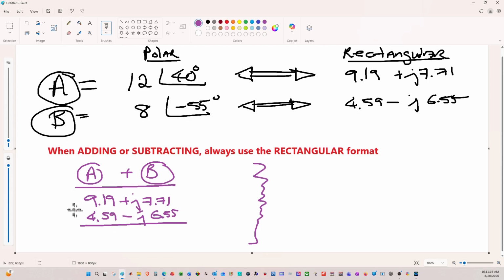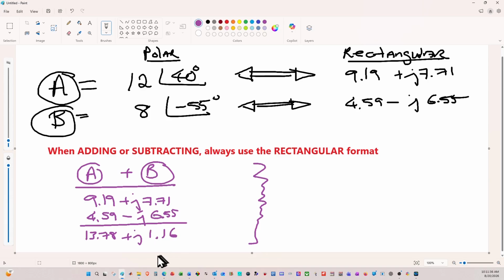So all that I'm going to do is add those two together, and if I add them together, I'm going to get a value of 13.78, and then I'm going to add those two together. Be careful, one of them has got a negative number, so when I add them together, I'm going to end up with plus j1.16.